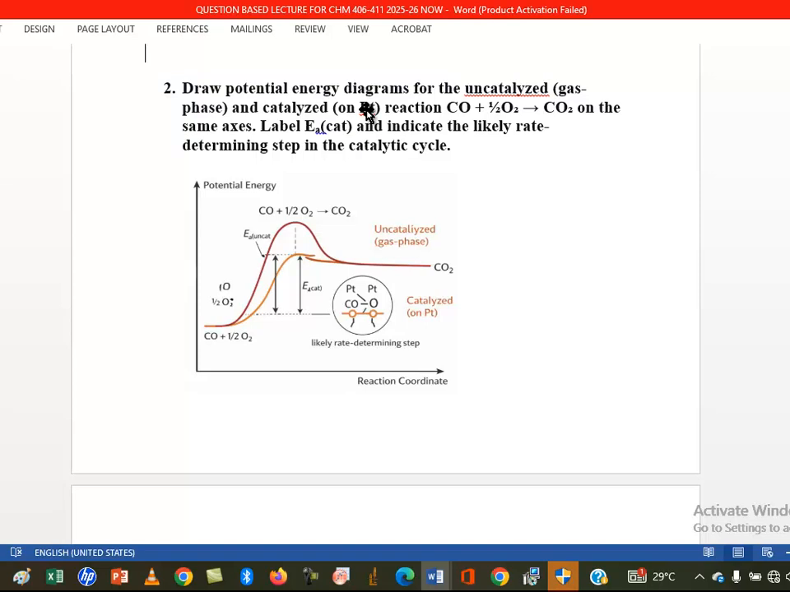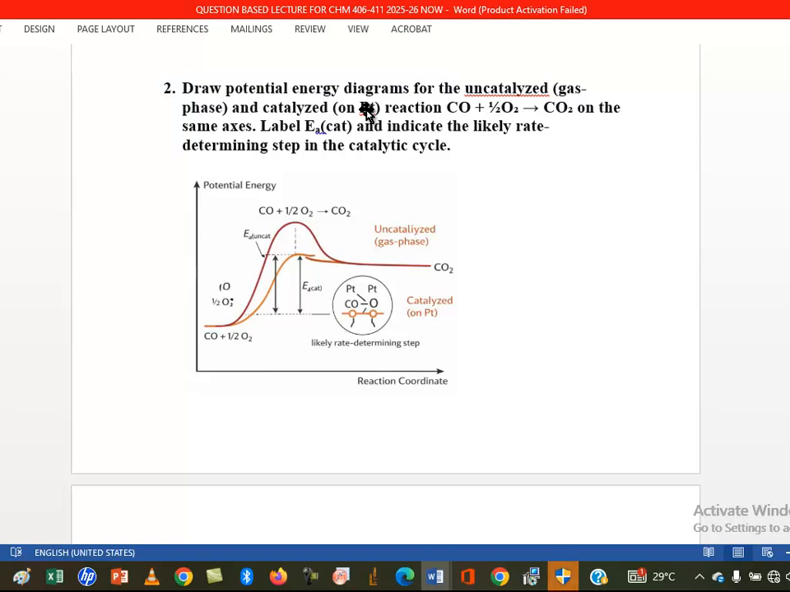Now label Ea catalyzed. So you start your arrow from here and you pull it down to where you have your reactant, please. Then to the top of this, let it be above the product, please. So it should be above the product, and then come down to where the reactants are, the same line with the reactant.